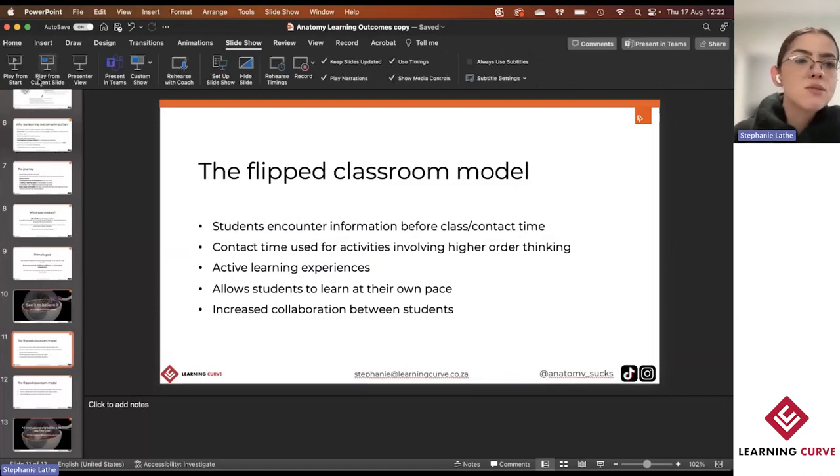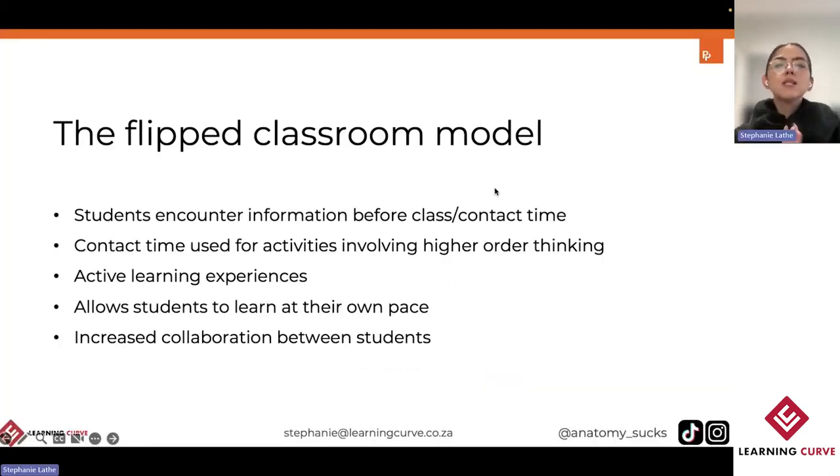So let's come back to my slideshow and let's briefly discuss the flipped classroom model. This educational model allows students to encounter information for the first time before class or contact time. The teaching or contact time is then used for activities which involve higher order thinking. And this allows for students to, number one, collaborate with each other, and number two, to have active learning experiences. And it also allows students to take learning at their own pace. So if they encounter and work through the information before contact time, they can do that at their own pace, and then they can use the precious contact teaching time for collaboration and deeper thinking.